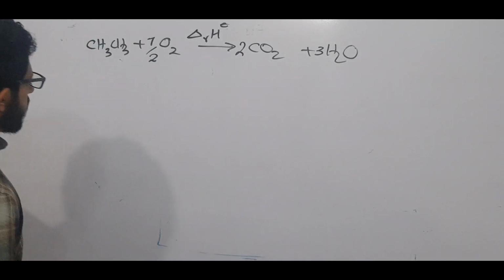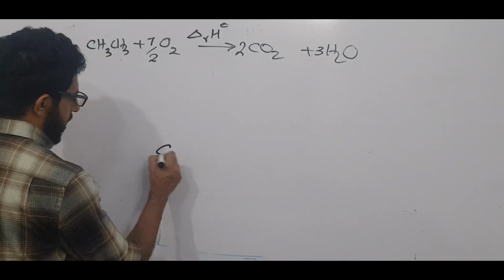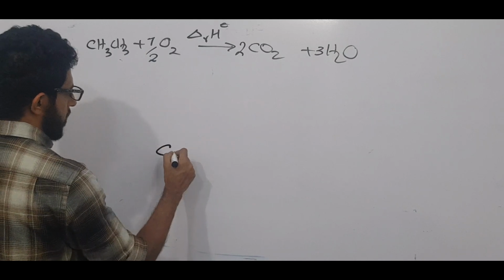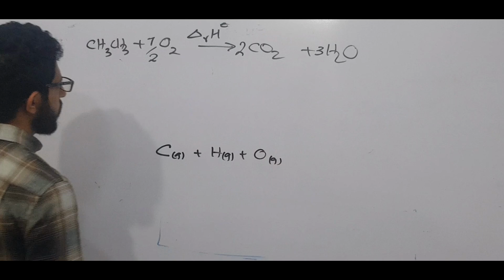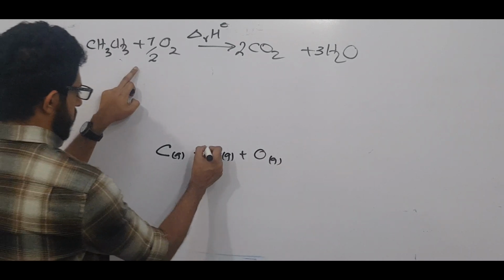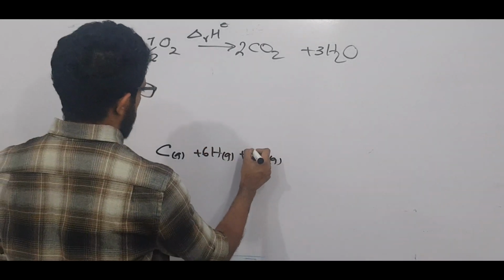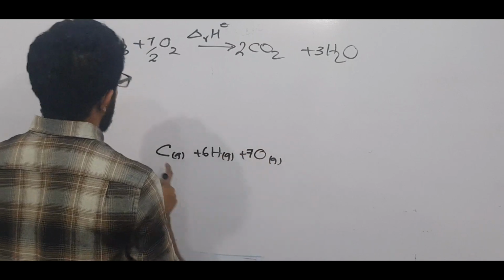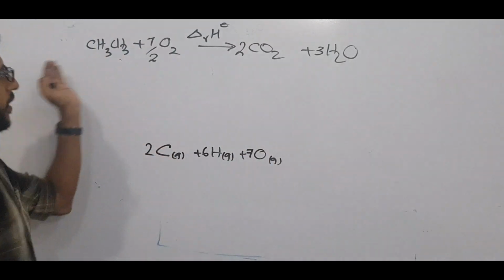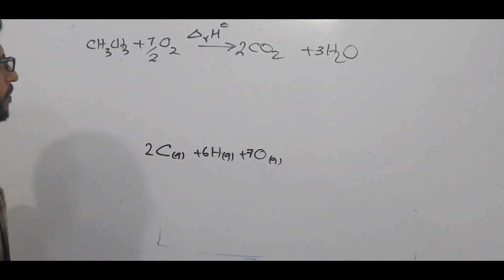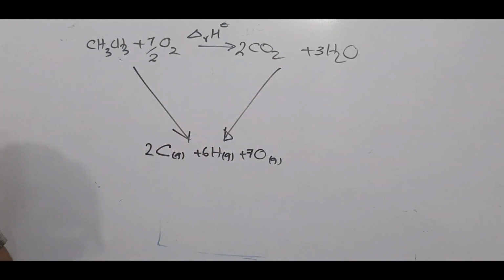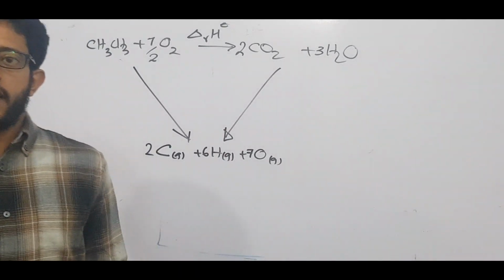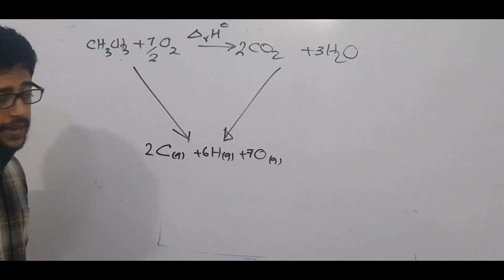So if you write the bond enthalpy, what you write is, you write the gaseous atoms at the bottom. So carbon gas, hydrogen gas, and oxygen gas. 2 carbon, 6 hydrogen, and 7 oxygen. So we write the reaction on top, gaseous atoms on the bottom. Arrows down, top to bottom. So this is the way we construct the Hess cycle for this.